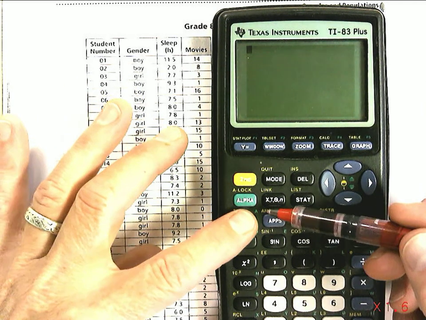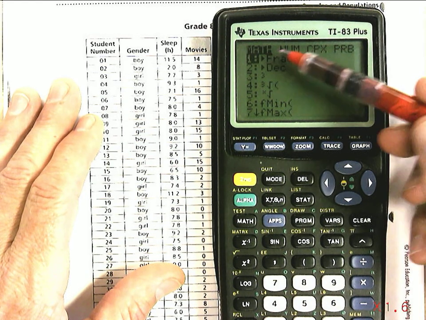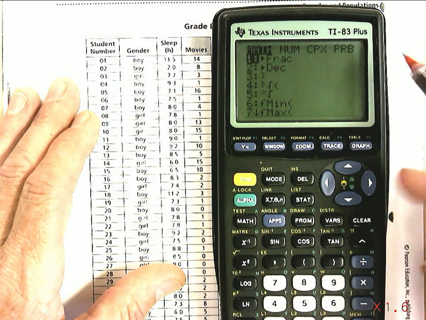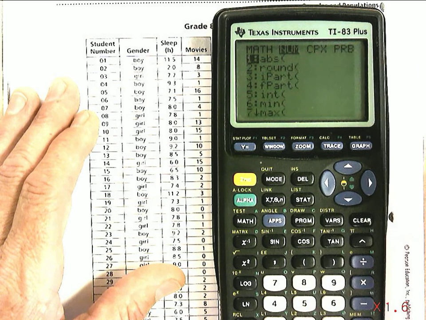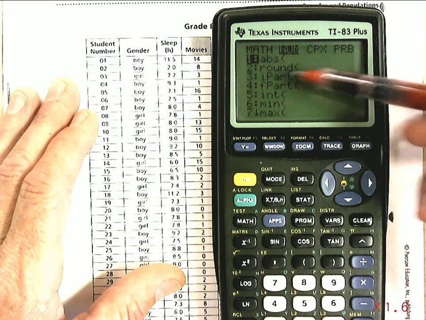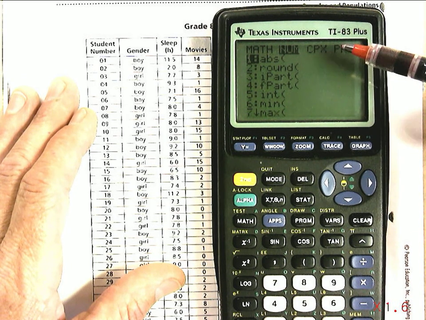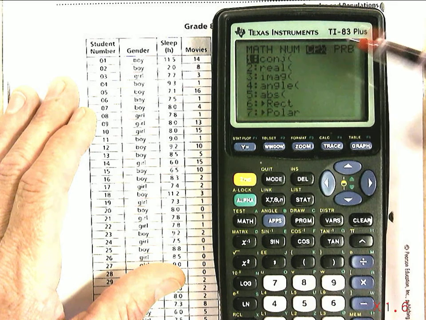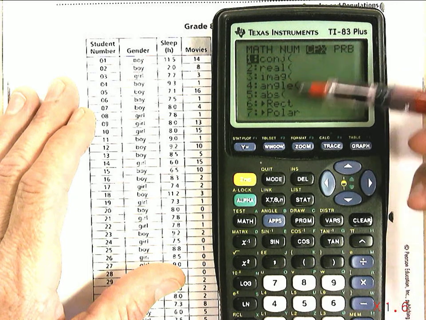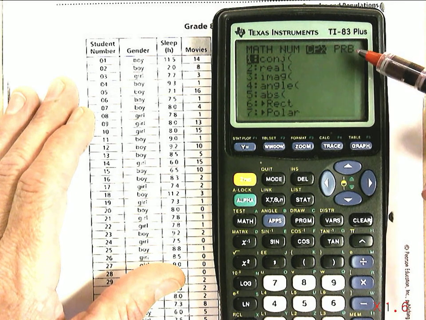So when I push the math button, there's a list across the top of different mathematical things I can do, fractions, decimals in this case. If I move over to the next one with the right arrow, the number allows me to find absolute values, to round off things. There's minimum, maximum. Some of those other things are in this one as well. And the third one is a whole bunch of geometric sort of functions that it will do. And the last one is the one we're interested in, the PRB.